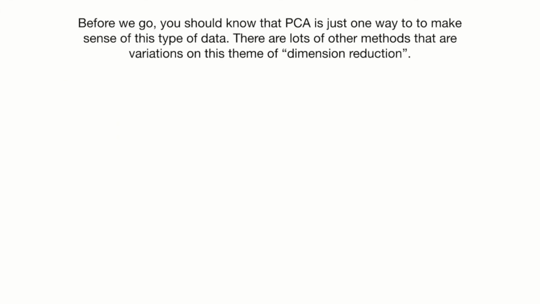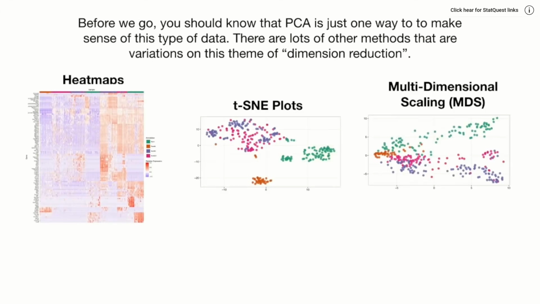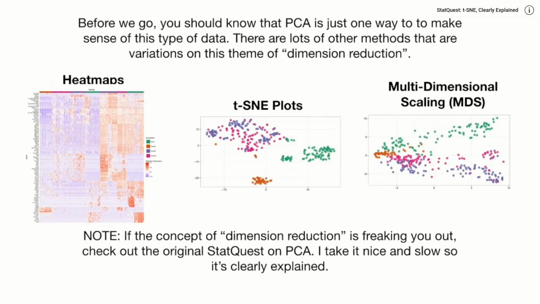Before we go, you should know that PCA is just one way to make sense of this type of data. There are lots of other methods that are variations on this theme of dimension reduction. These methods include heat maps, t-SNE plots, and multidimensional scaling plots. The good news is that I've got StatQuests for all of these, so you can check those out if you want to learn more. Note, if the concept of dimension reduction is freaking you out, check out the original StatQuest on PCA. I take it nice and slow so it's clearly explained.